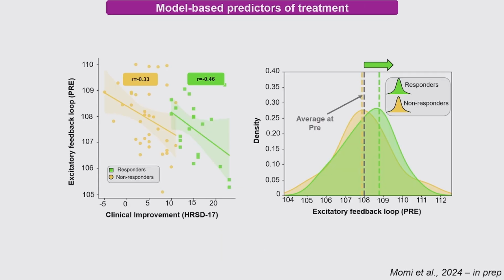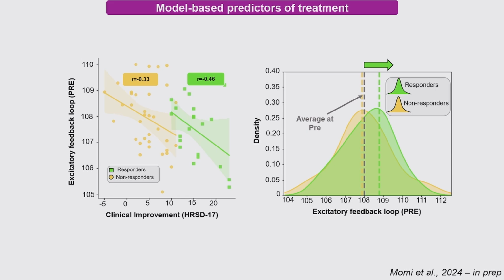We use the model for modeling the pre and post of the DLPFC single pulses, and what we found is that the excitatory feedback loop of the model was predicting between responder and not responder, and specifically we saw a shift compared to the pre. So this is the average at pre of the excitatory feedback loop. You see that for the responders, at the post it tends to be increased compared to the non-responders.